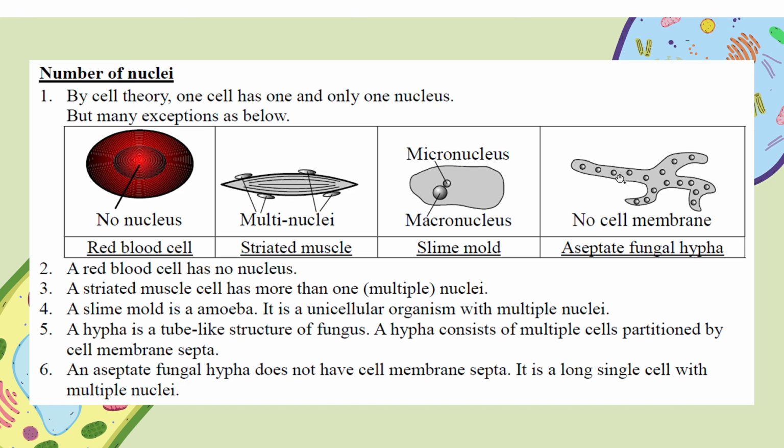the partition disappears. No cell membrane, but still multi-cell. But with no cell membrane, we have to take it as one cell, right? A long one cell, no partition by membrane, so it becomes just one cell, a long cell with a lot of nuclei. So we call it aseptate fungal hypha. It appears in the 2024 May paper. So be careful. Maybe see it in the new syllabus too.